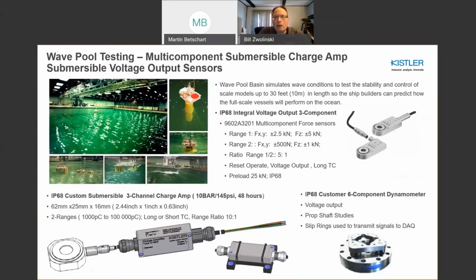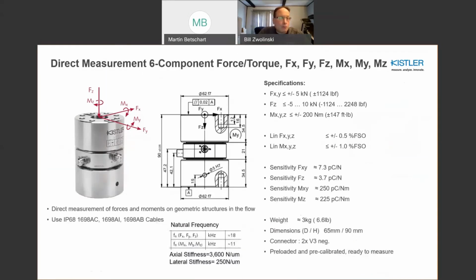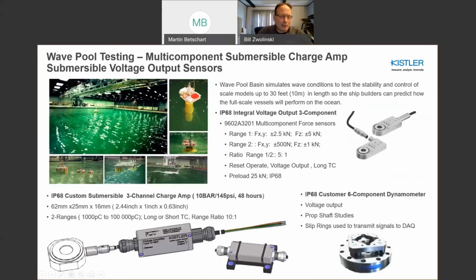Test scenarios are achievable. One other one I'd like to mention is this 6-component sensor, and basically what people like about this sensor is that it's not so big. It's around 90 millimeters by 60 millimeters, so roughly 4 inches by 2 inches. And what you get there is the ability to put this behind, say, geometric structures in flow, and you can measure directly forces and moments without any calculation. And again, this amplifier is compatible.